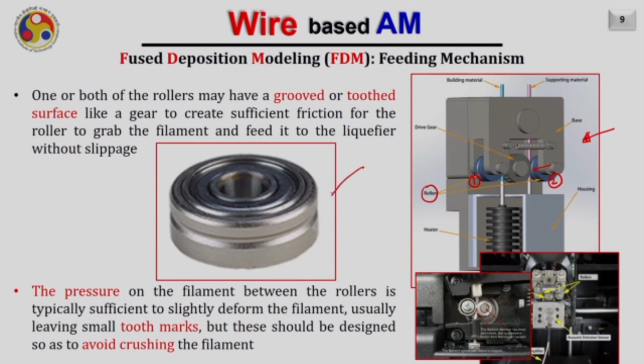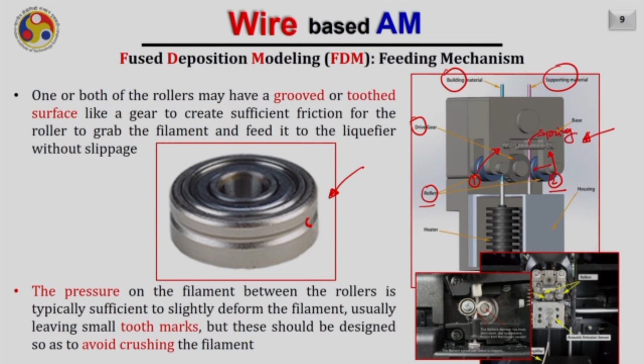And typically a roller is shown here in the zoomed figure. It has a grooved surface here, which will be able to accommodate the wire. Now why are two rollers used here? Because we have two materials, one for building and another for supporting. This one is the drive gear, and these two rollers, roller 1 and roller 2, are pressed against each other by utilizing a spring.